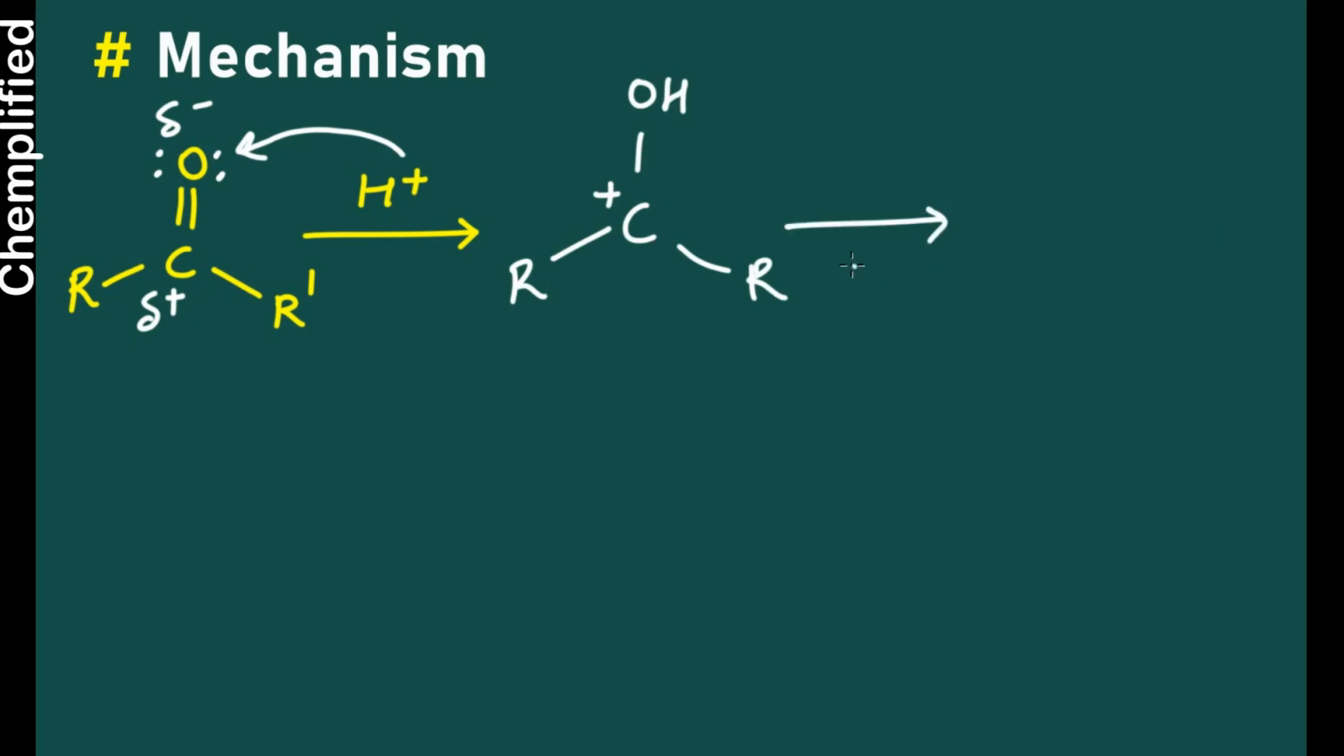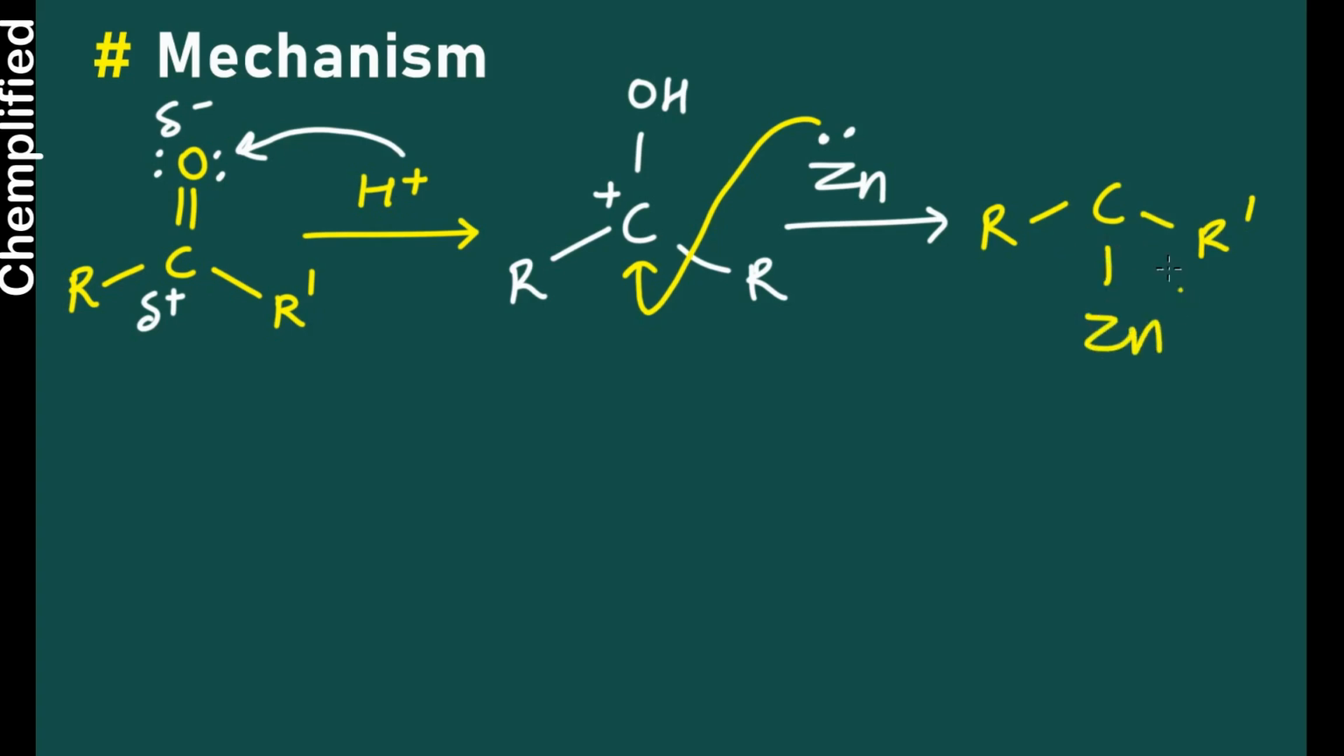Now what happens next is, now comes the zinc. Zinc has a lone pair of electrons, and this lone pair will attack the carbon, right? And it will give you this product and OH. Now since zinc has already donated its lone pair of electrons, zinc will now carry a positive charge, right? I will try to change the color in every possible step.